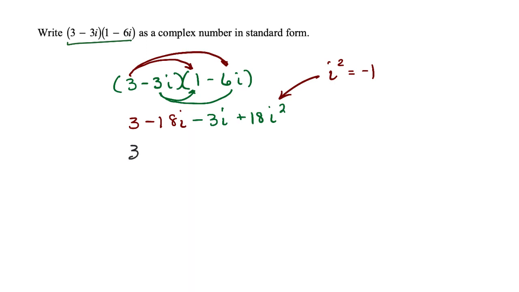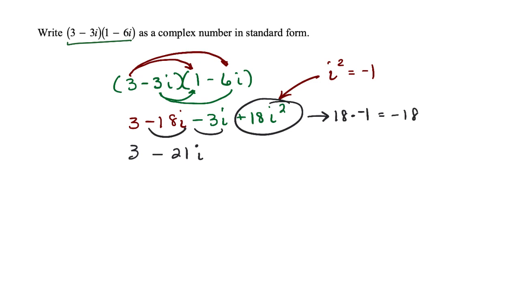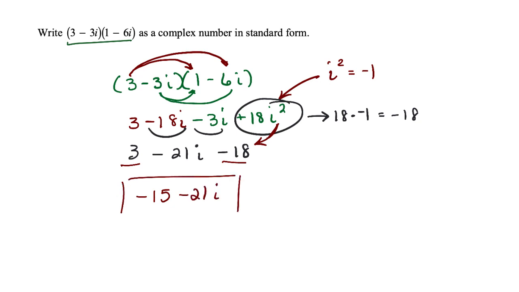So, 3, here's imaginary stuff. This little thing right here is 18 times negative 1, because i squared is negative 1. And 18 times negative 1 is negative 18. So we've got a negative 18 tacked on out here. And so this i squared became a real number at that point, and so we got a 3 minus 18. And this would be your complex answer. And that's it.